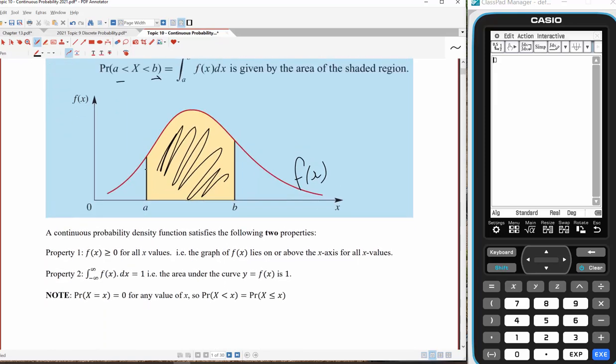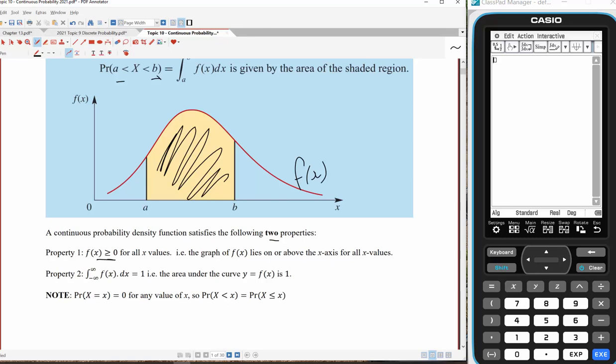So just a couple of things to note. A continuous probability density function satisfies these two properties. The first thing is it's above the x-axis for all x values, or on the x-axis. So it can't go below. Property 2 is that if you integrate between negative infinity and positive infinity, the area under the curve will always be 1.